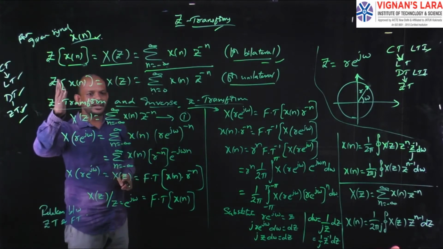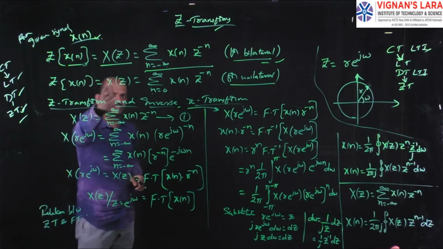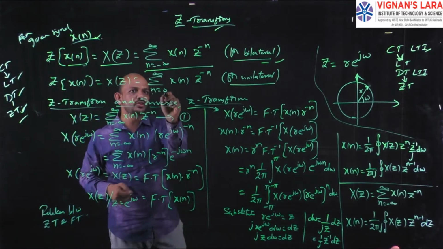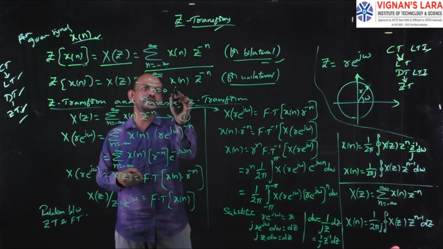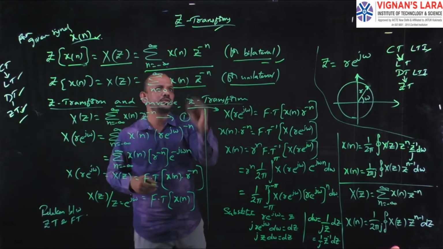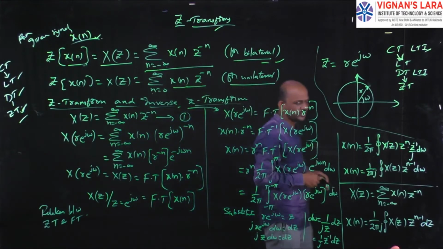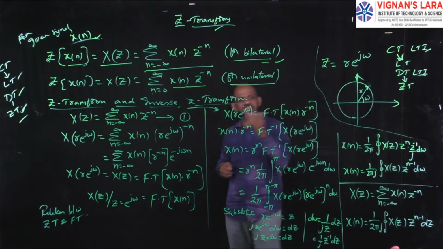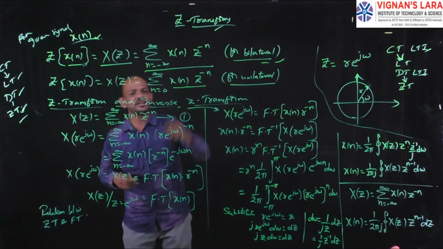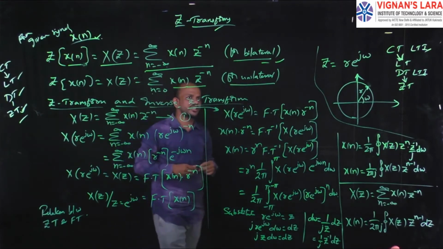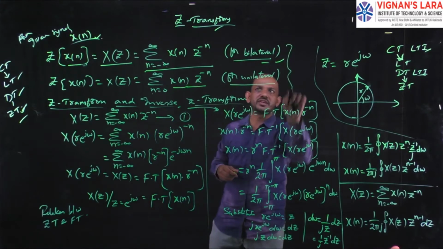The unilateral Z transform, that is Z of x of n, equal to X of z, equals the summation from n equal to 0 to infinity of x of n times z to the power of minus n. The formula is the same, only the summation limits are from n equal to 0 to infinity for the unilateral Z transform or one-sided Z transform. So there are two types of Z transforms.